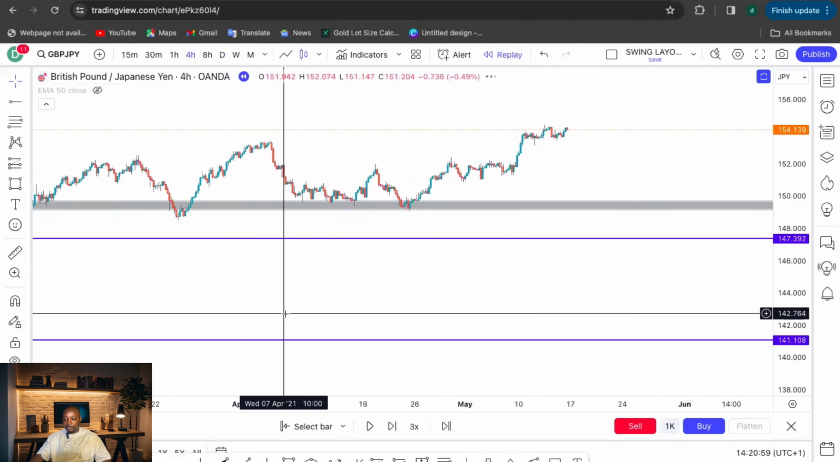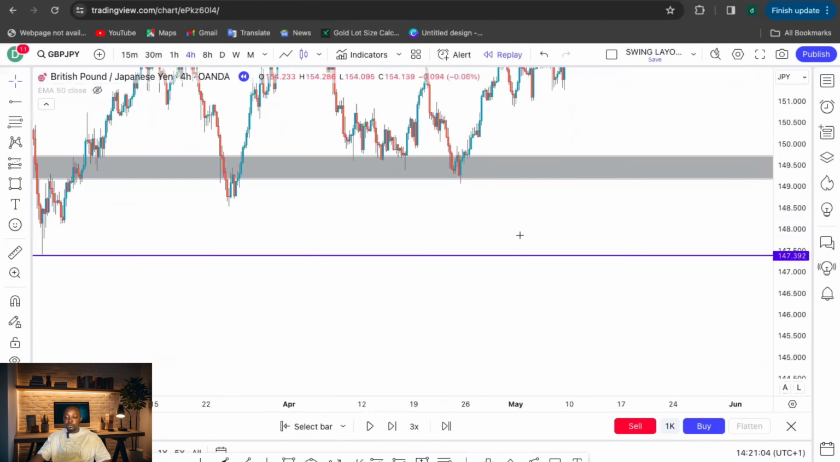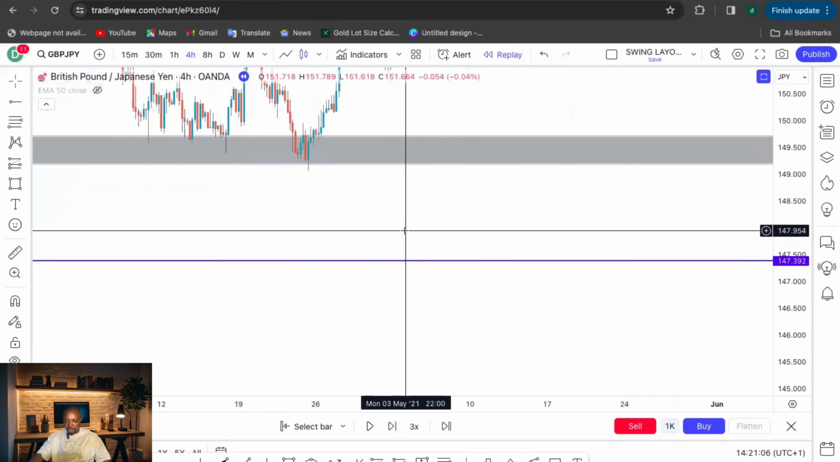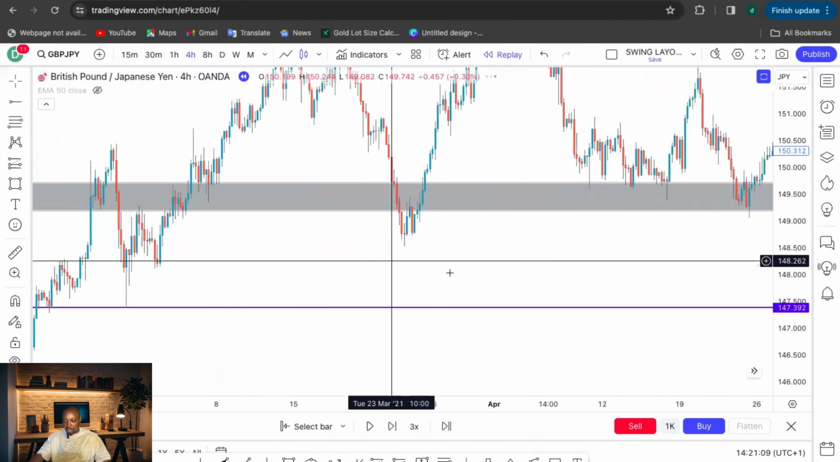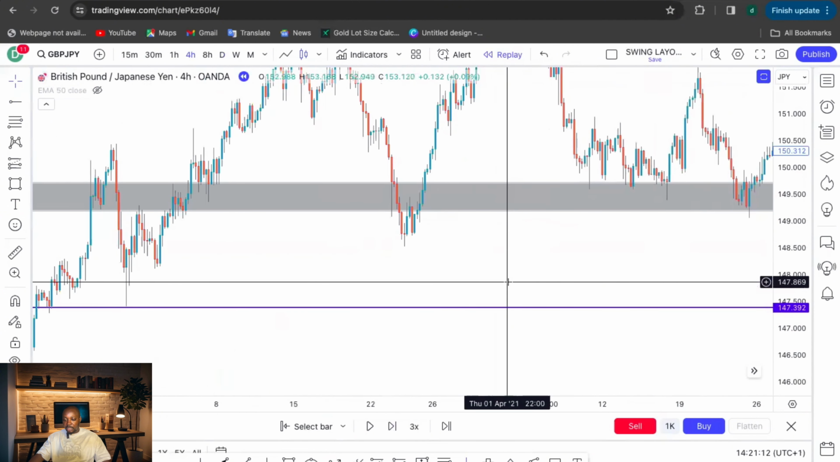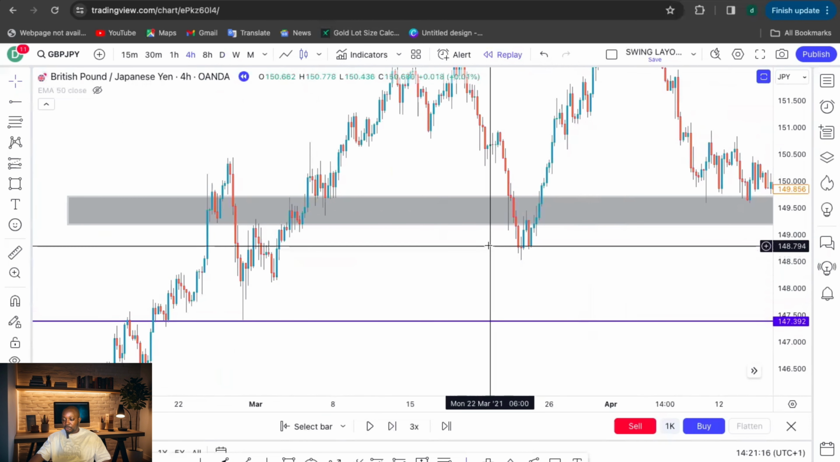On the 4 hour time frame, I'll be able to fine tune my entries to get really good entries. Now, what do I use as my entry model on the lower time frame, on the 4 hour time frame? I use double tops and double bottoms.